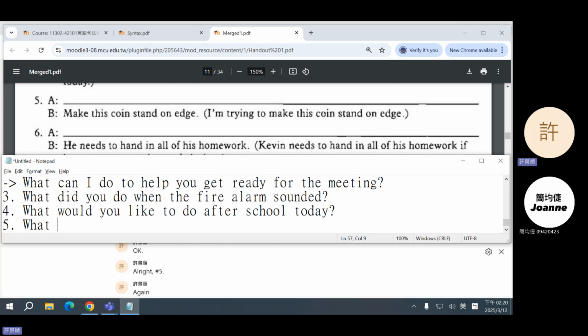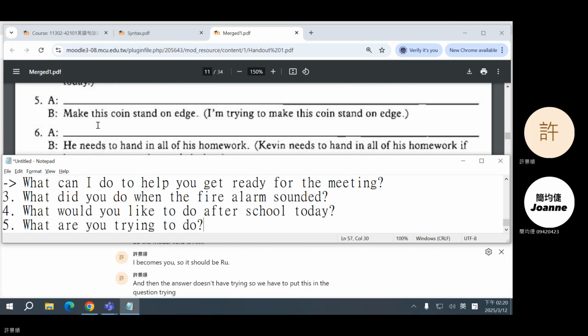Okay? All right, number 5. Again, what? And then it says am trying, so the modal verb is am. I becomes you, so it should be are you. And then the answer doesn't have trying, so we have to put this in the question. Trying to do.